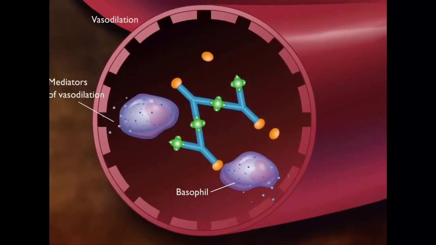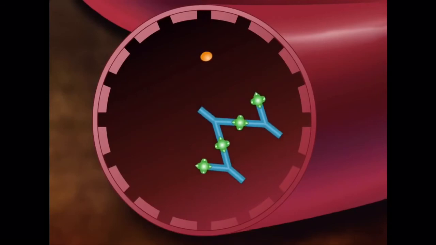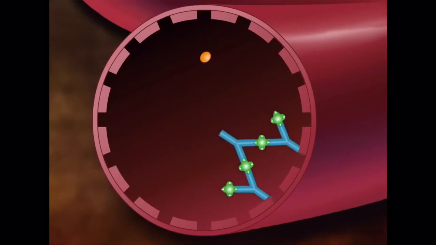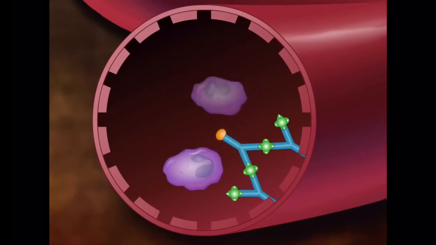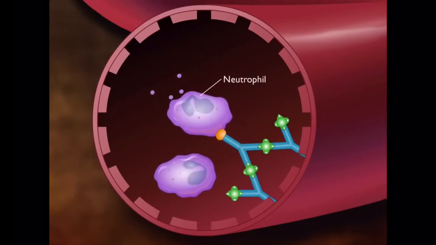Immune complexes entrapped in blood vessels or other tissues, such as kidney glomeruli, activate complement, which attracts neutrophils and causes them to degranulate. Neutrophils release enzymes responsible for tissue damage.